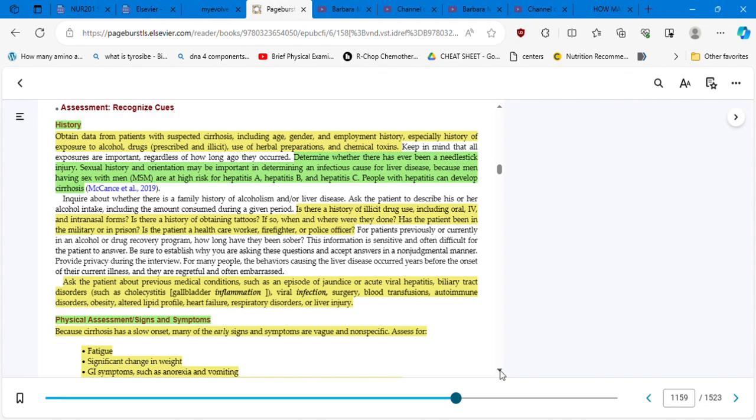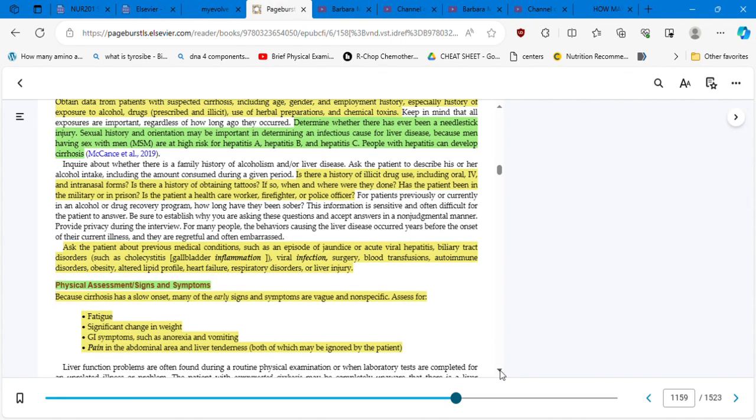Obtain data from patients with suspected cirrhosis, including age, gender, and employment history, especially history of exposure to alcohol, drugs, prescribed and illicit, use of herbal preparations, and chemical toxins. Determine whether there has been a needle stick injury. Sexual history and orientation may be important in determining an infection cause for liver disease, because men having sex with men are at high risk for hepatitis A, hepatitis B, and hepatitis C. People with hepatitis can develop cirrhosis.